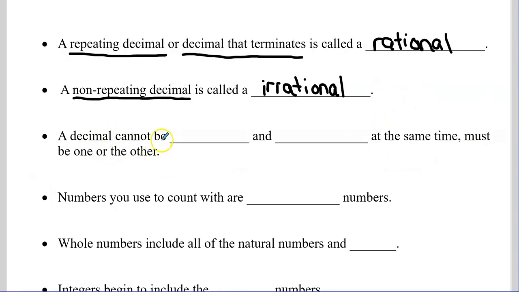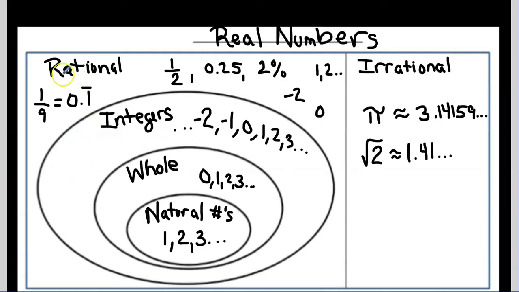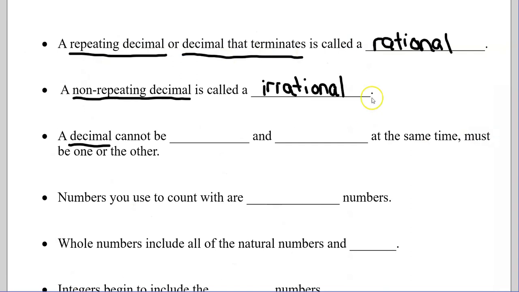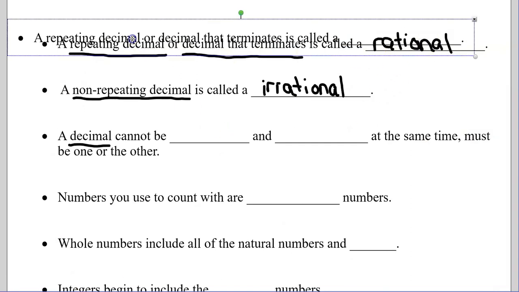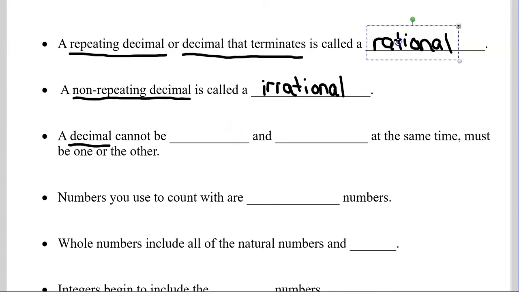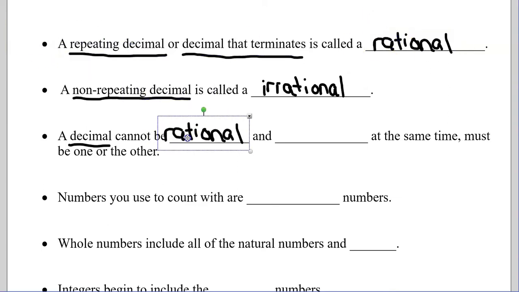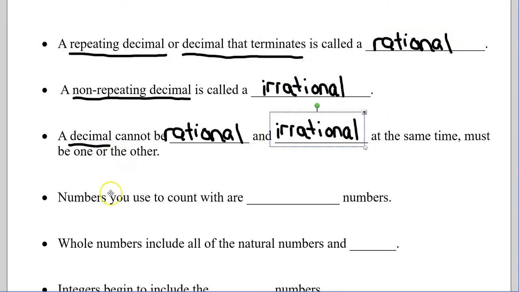A decimal cannot be blank and blank at the same time. It must be one or the other. So a decimal, speaking of decimals again, cannot be rational and irrational at the same time. It either has to end, repeat, or not repeat. It cannot be rational and irrational at the same time. It must be one or the other.